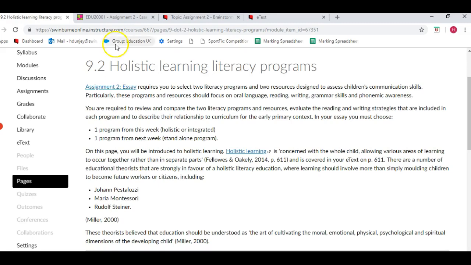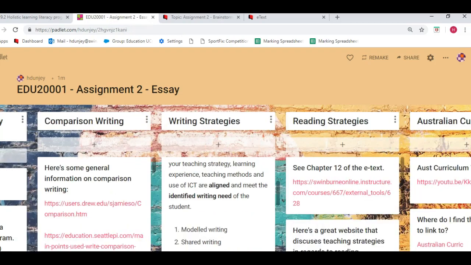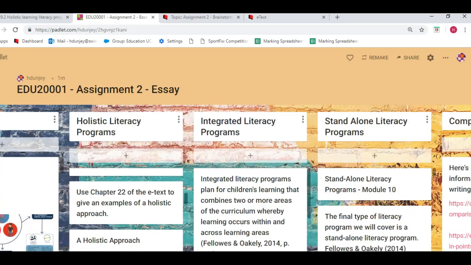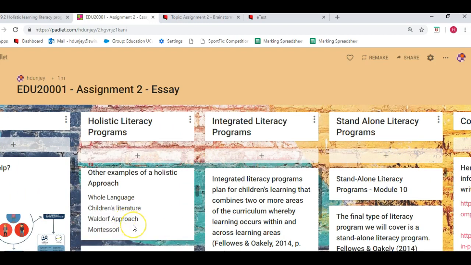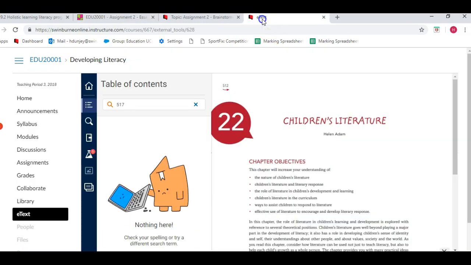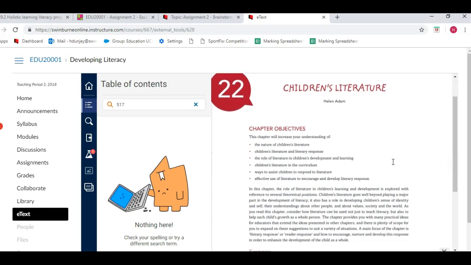So when you're thinking about some of the examples of a holistic literacy approach, remember you just need to show one of these. A great example, and I've got this in the Padlet, I'm just going to go back here, is here they are here. So I've got whole language, children's literature, Waldorf approach or Montessori approach. So you can choose any of those as your example. What I've actually done is had a look in our e-text at chapter 22 here, and I'm going to use children's literature as my example of the holistic approach.